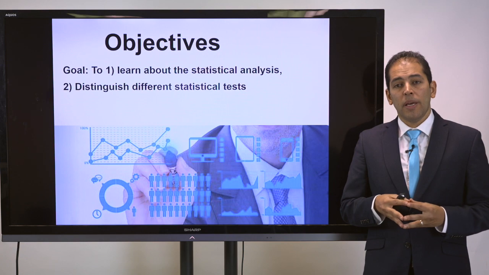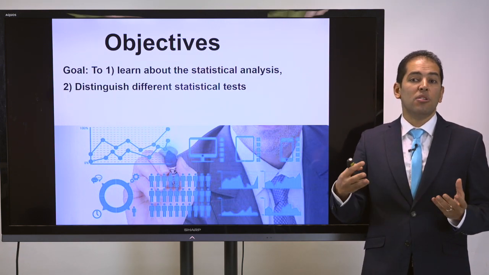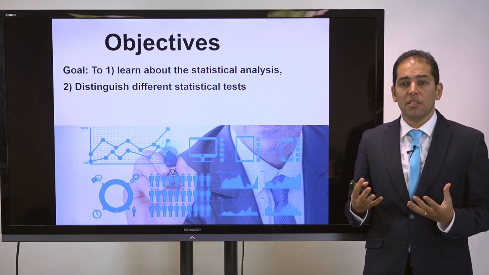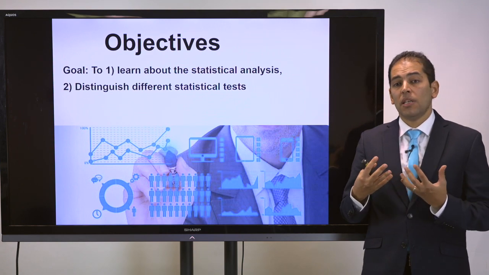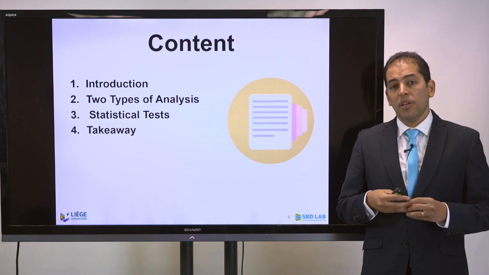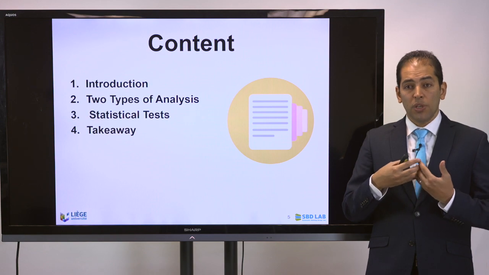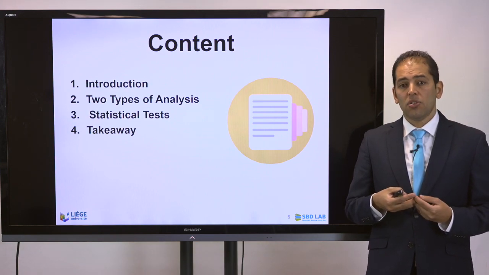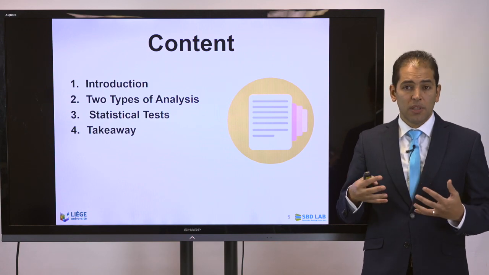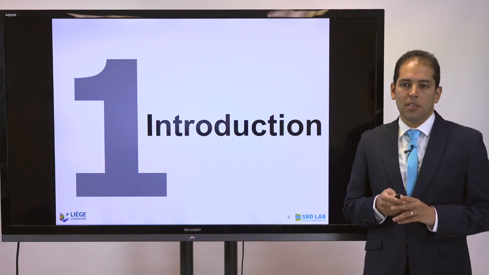Now, let me explain the objective of today's presentation. The main objective is to learn about statistical analysis in general and have an idea why we do it, what the different tests are, and to distinguish the different statistical tests. The content will be an introduction about statistics, the two types of analysis that we conduct in statistical research, the famous tests, how to validate our statistical results, and some takeaway messages. Let's start with the introduction and talk about statistics.